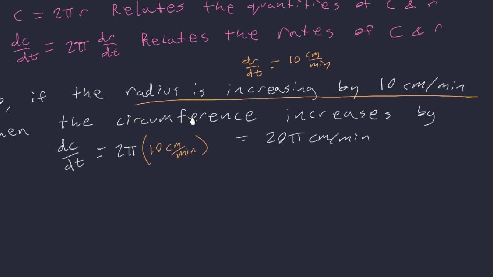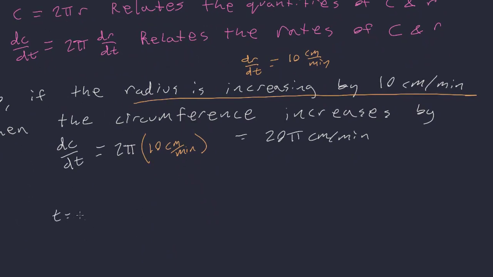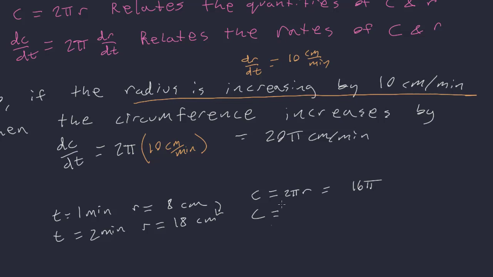Okay, and just to verify this, let's say at t equals 1 minute, the radius is equal to, let's say, 8 centimeters. Then when t is equal to 2 minutes, 1 minute later, the radius should be 18 centimeters, right? Because the radius is increasing by 10 centimeters per minute, so from minute 1 to minute 2, the radius goes from 8 centimeters to 18 centimeters. Well then the circumference, which is just 2 pi r, in this case will be 16 pi. And in minute 2, when r is 18, we'll get 36 pi.